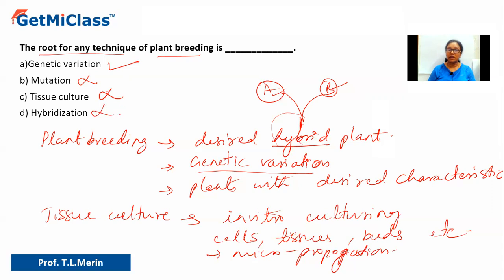You have to be very careful in choosing the answer because it might confuse you. This is a difficult level question, so you have to look at the question, understand it, and then try to answer. So the root for any technique of plant breeding is nothing but genetic variation. If you still have doubt, let me clarify. It says hybridization. Why is hybridization done? So as to bring about genetic variation, right? So that is why option A is correct.